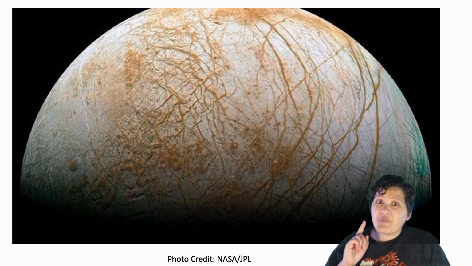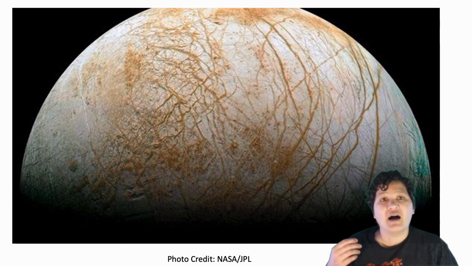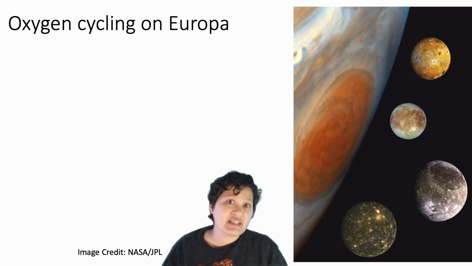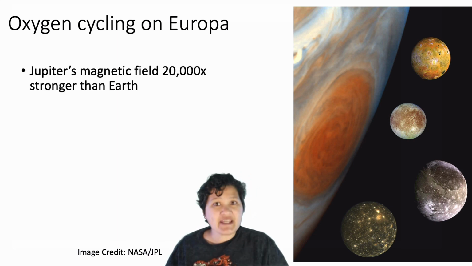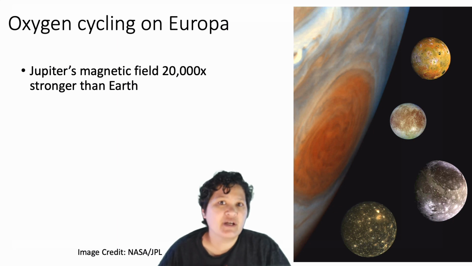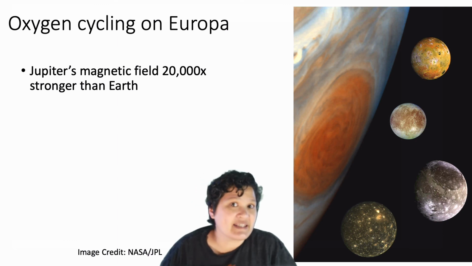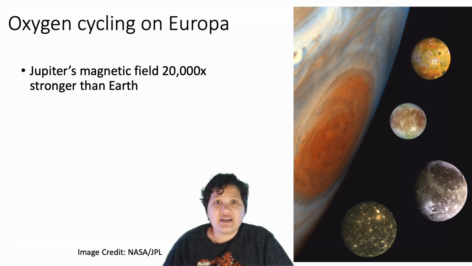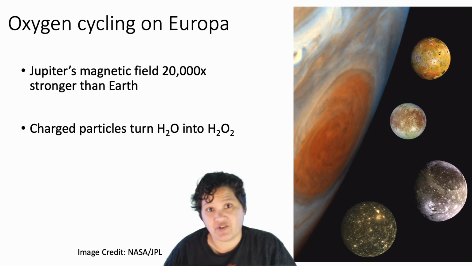So, is it possible to have oxygen cycling without photosynthesis? I and many other scientists believe that it is. So this is how it would work. Jupiter has a really intense magnetic field, 20,000 times stronger than that of Earth. Just like on Earth, charged particles get caught in the magnetic field. And so Europa, which lies inside the magnetic field, is hit with a constant stream of charged particles. And these charged particles turn water in the ice shell into hydrogen peroxide.